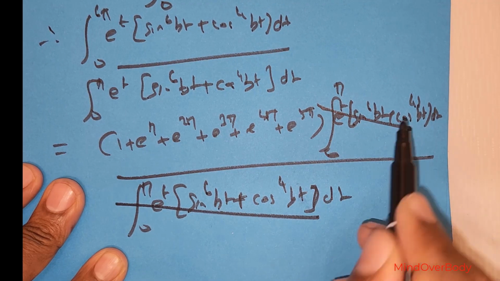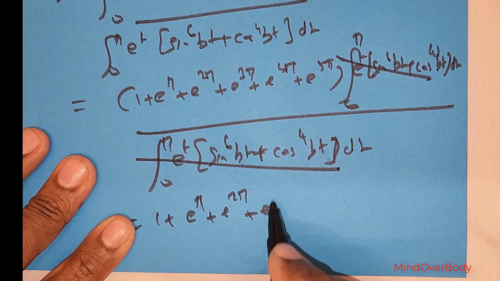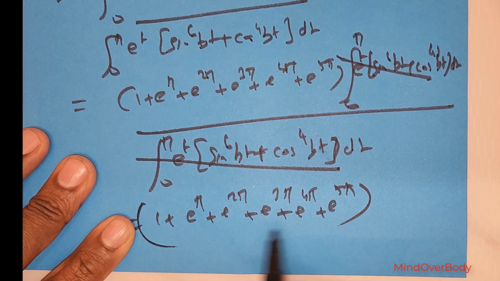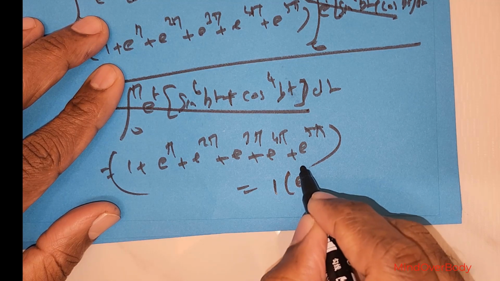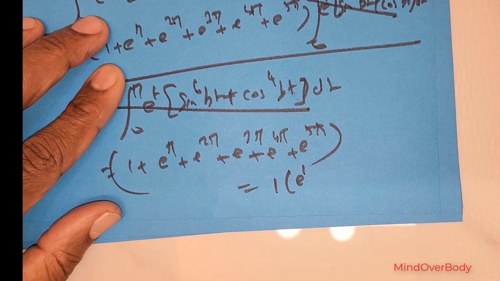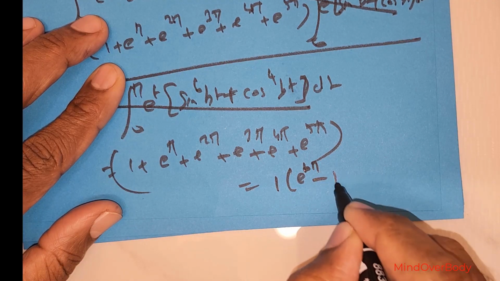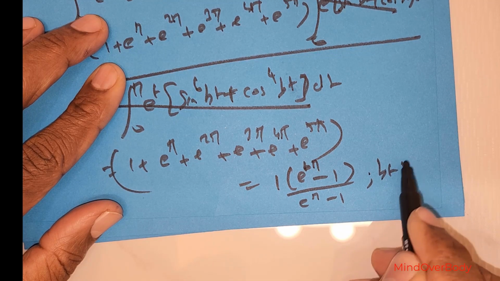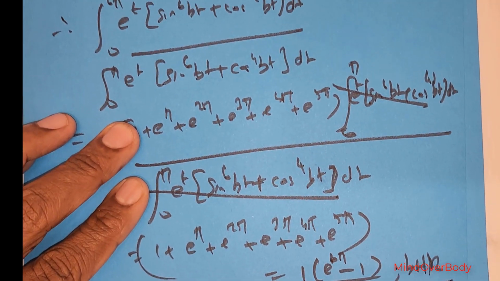Now this and this get cancelled, giving me 1 positive e raised to the power of pi positive e raised to the power of 2 pi positive e raised to the power of 3 pi positive e raised to the power of 4 pi positive e raised to the power of 5 pi. And the common ratio is e raised to the power of pi, so we can rewrite this as 1 times e raised to the power of 1, 2, 3, 4, 5, 6. 6 terms are there, right? So this is going to be e raised to the power of 6 pi negative 1 divided by e raised to the power of pi negative 1, for all b element of real numbers. Okay, so that is the end of this question.